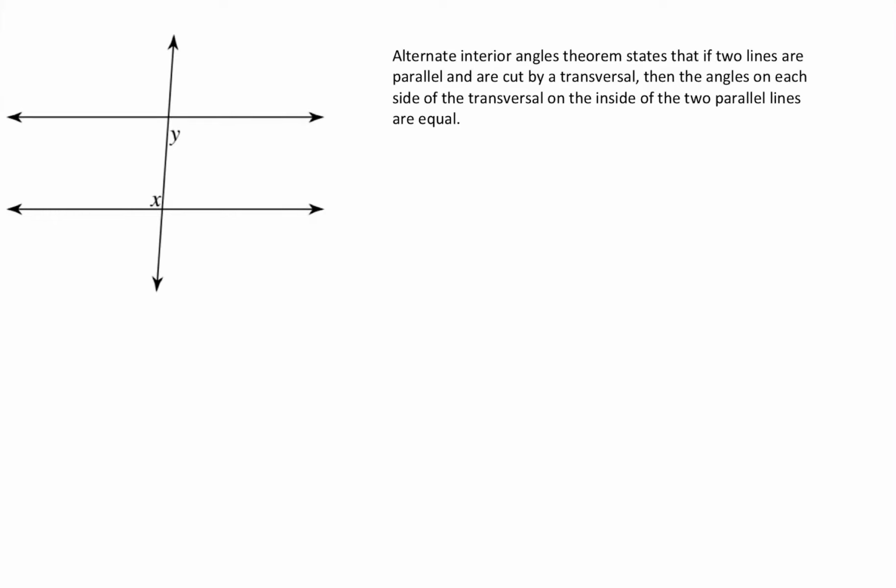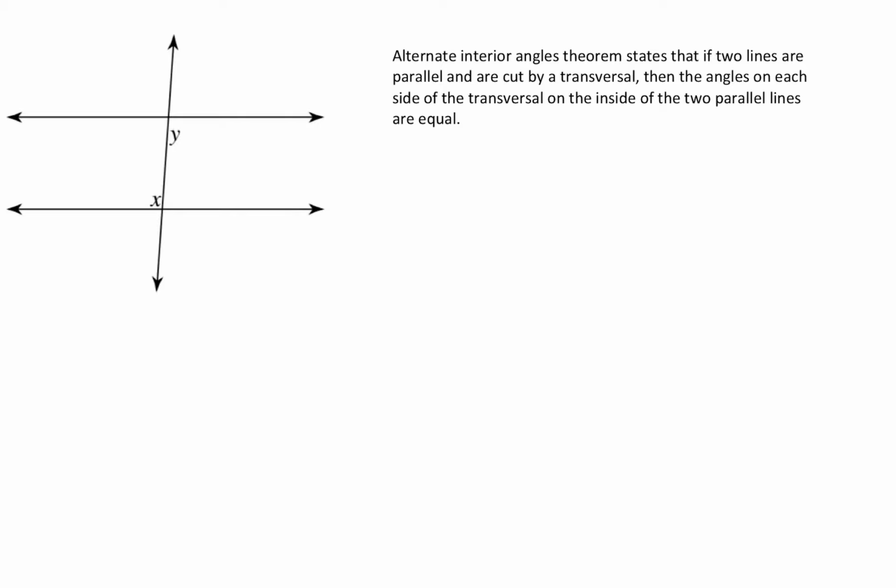What are alternate interior angles? Well, the alternate interior angles theorem states that if two lines are parallel and are cut by a transversal, then the angles on each side of the transversal on the inside of the two parallel lines are equal.